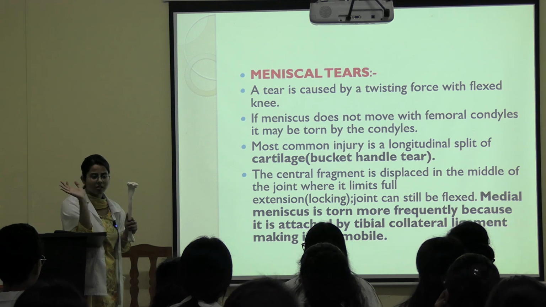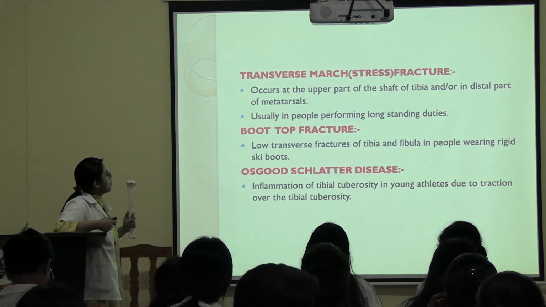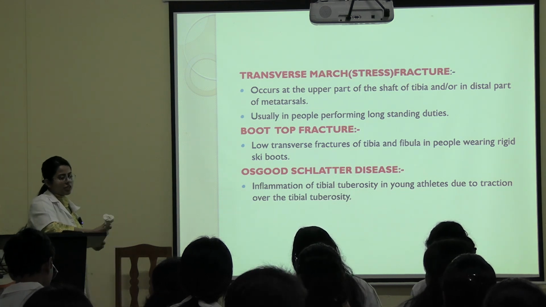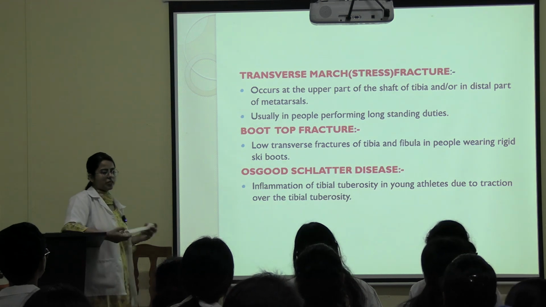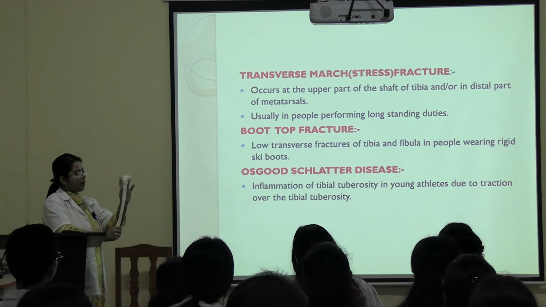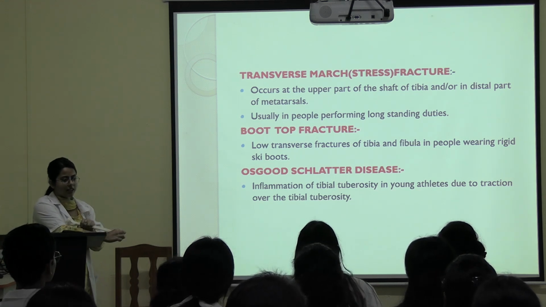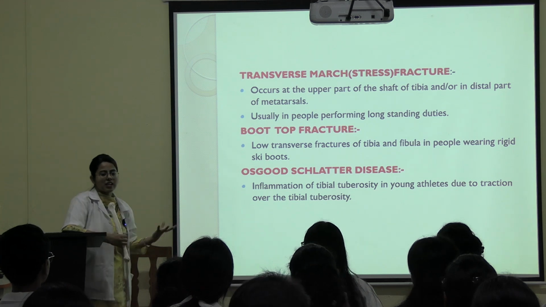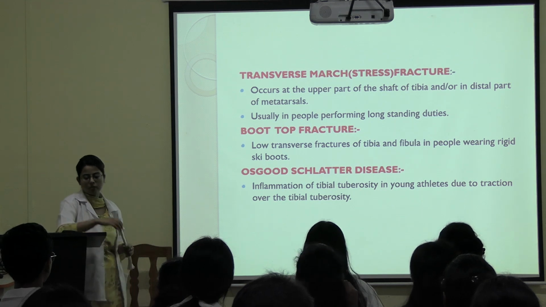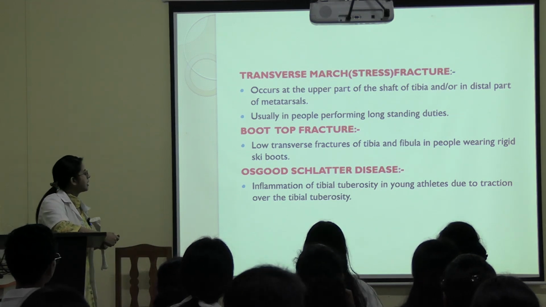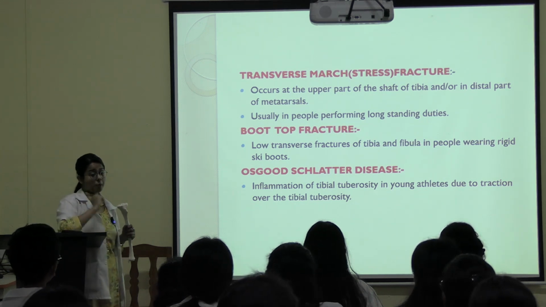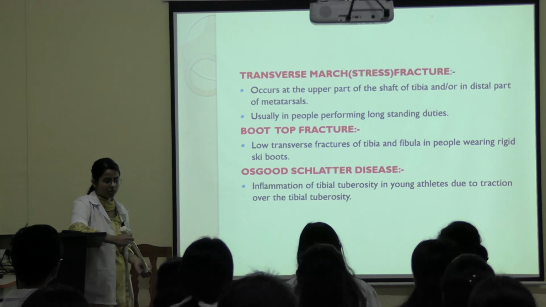The meniscus undergoes tear. Okay, now what is transverse or march fracture? Upper part of the shaft. What is stress fracture? Is it due to any trauma? No. Okay, so what happens? The upper part of the shaft of the tibia or fibula can undergo fracture due to excessive stress. Suppose in long standing individuals it takes place more, people who are standing for a long period of time. Then boot top fracture. There are some people who are wearing rigid boots, so lower part of the shaft of the tibia and fibula can get fractured.